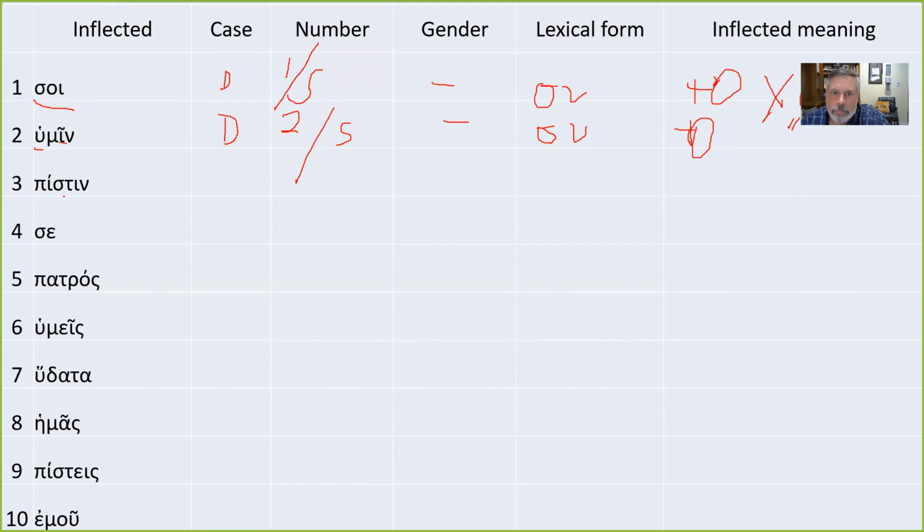I think that's it. Pistin. Pistin being the accusative, and it is in the singular. Its gender is, of course, feminine. Pistis is from a feminine word with the hey for its article. So it's from pistis.